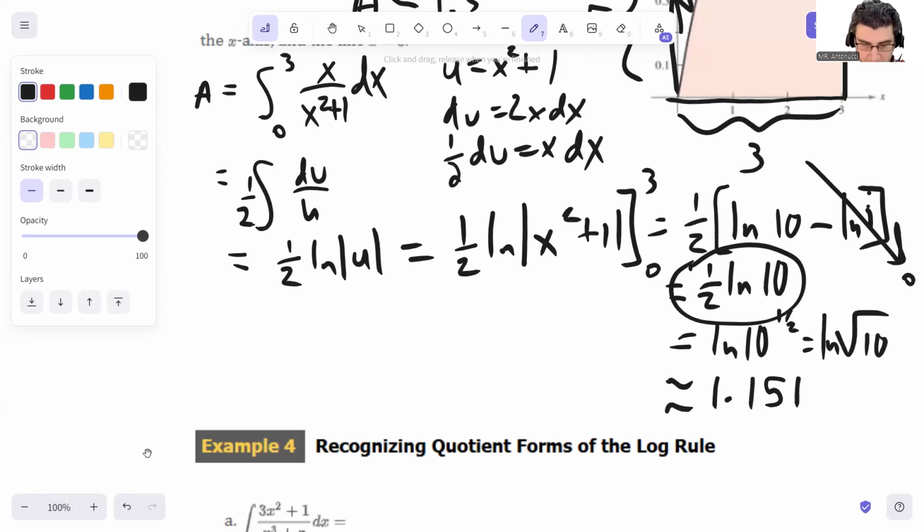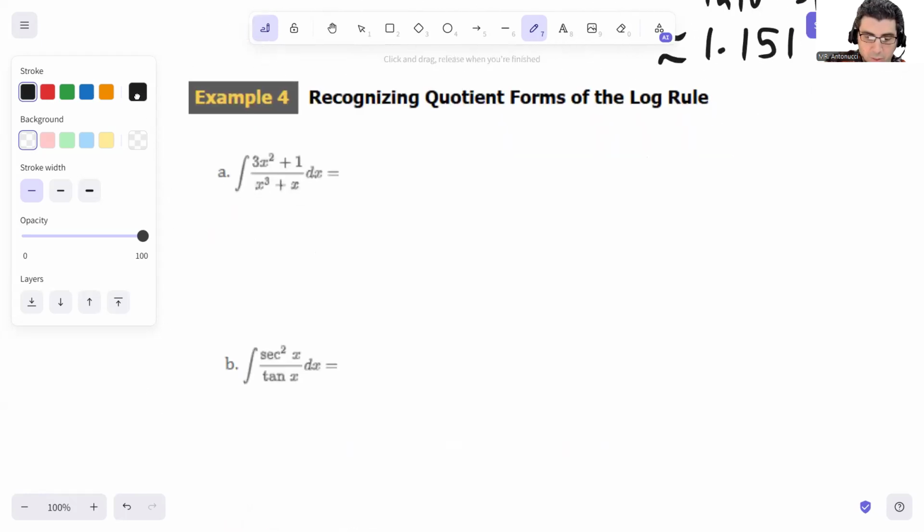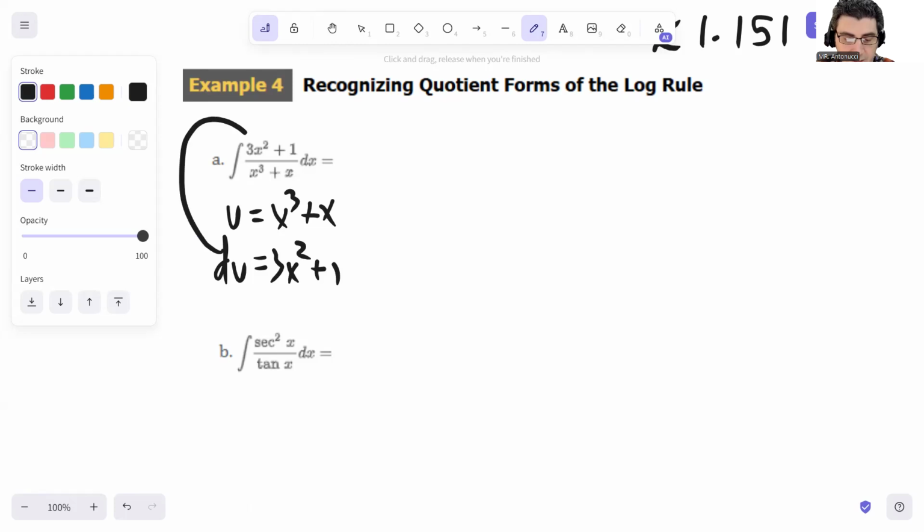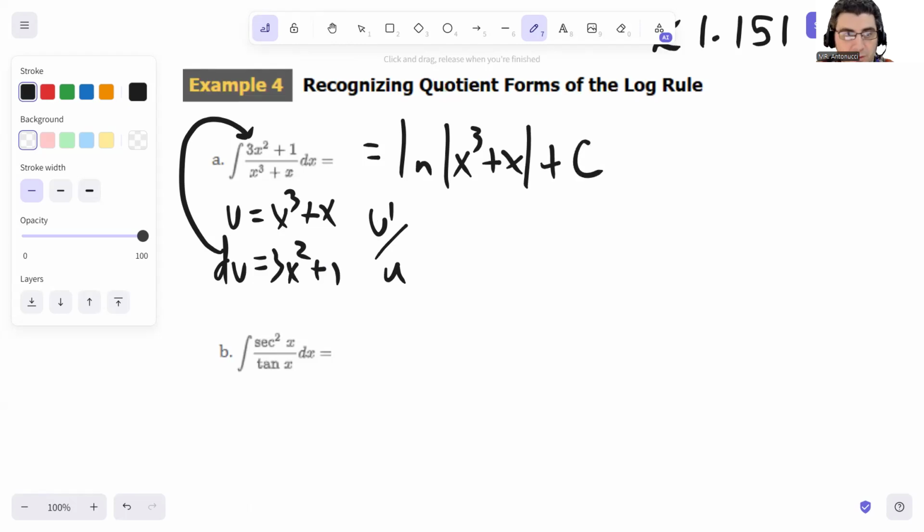Now, in this last example for this video, I want to run through 4 examples where we're recognizing the quotient form for the log rule. Okay, so for this first one, if u is x cubed plus x, du equals 3x squared plus 1, and that's exactly what we have here. So it is that u prime over u form, and we can go straight to the answer, natural log absolute value x cubed plus x plus c.